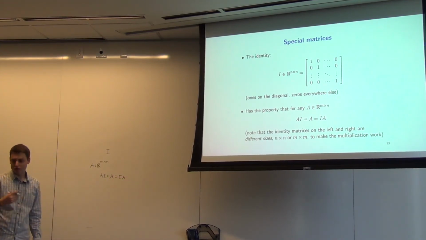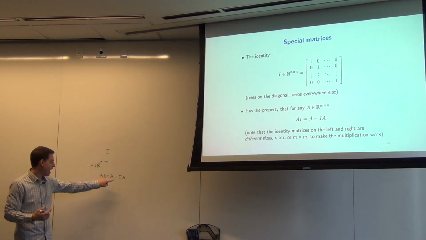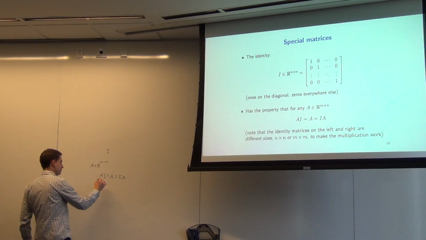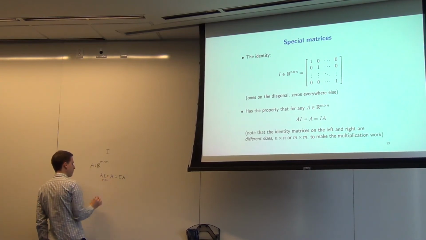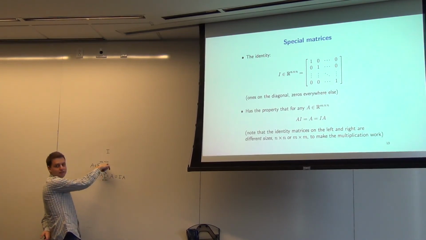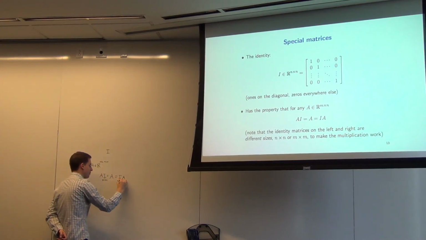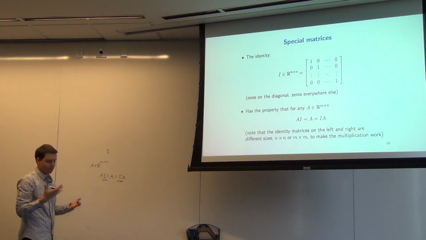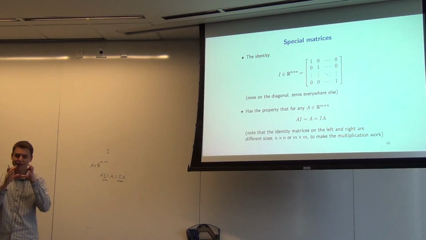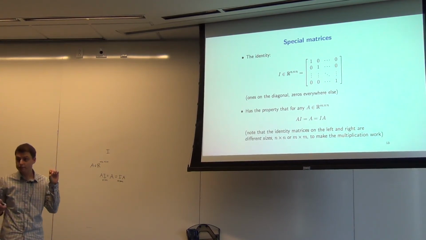It's important to note that these two I's are not the same here. This I has to be n by n, because you have to have something that is congruent with those dimensions, whereas this I here has to be m by m. But they're both the identity. In both cases it's a square matrix with ones on the diagonal.